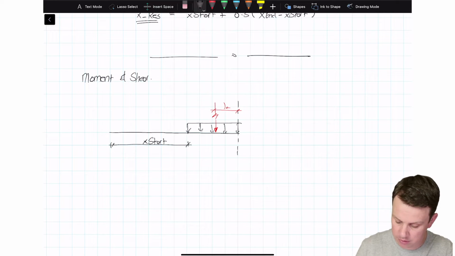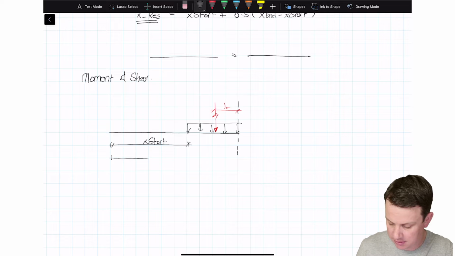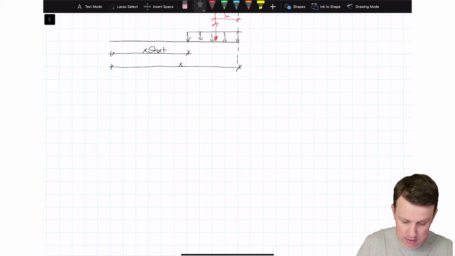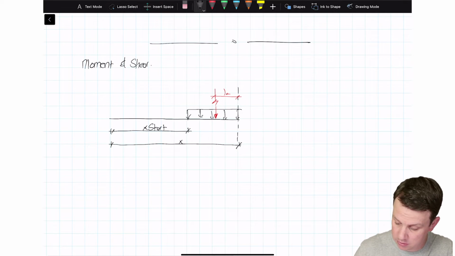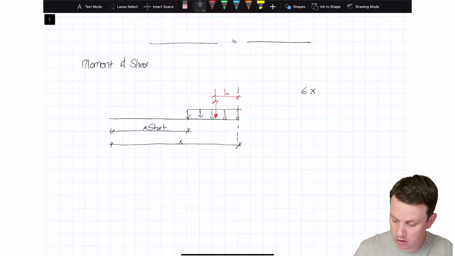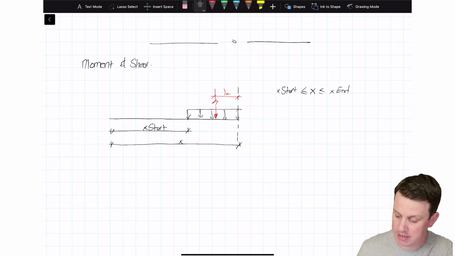What else have we got? We've got to represent x, the distance over to the cut. Right, so that's going to be x. Well, actually, let's just be explicit here. This is when x is greater than or equal to x start, and when it's less than or equal to x end, right? So that's the scenario that we're taking account of here.